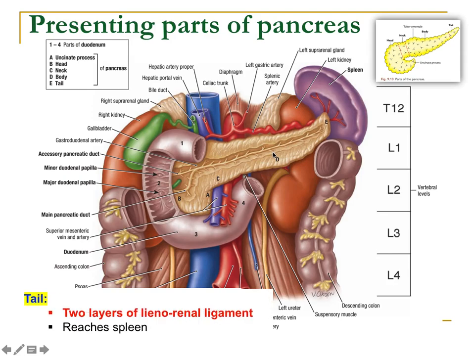The body of the pancreas continues towards the left side and reaches the spleen, and this part reaching towards the spleen we call the tail. And if you see here at the spleen, you will find a ligament that runs from the spleen to the kidney. This ligament is called the splenorenal ligament. In between the two layers of the splenorenal ligament, you will find the tail of the pancreas.